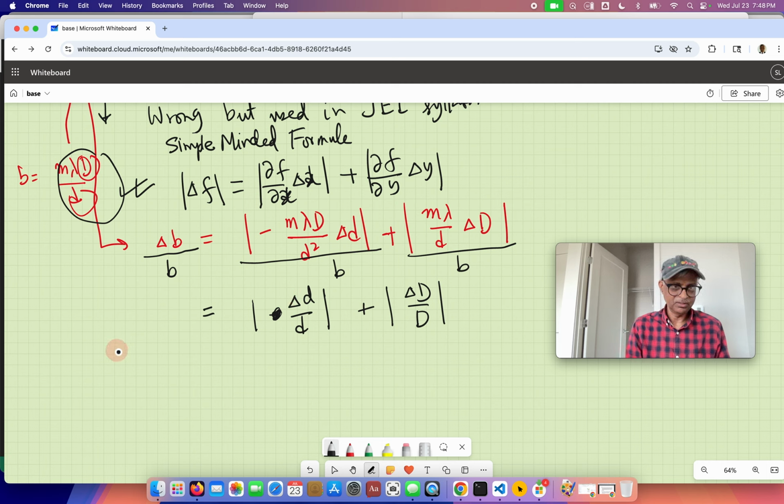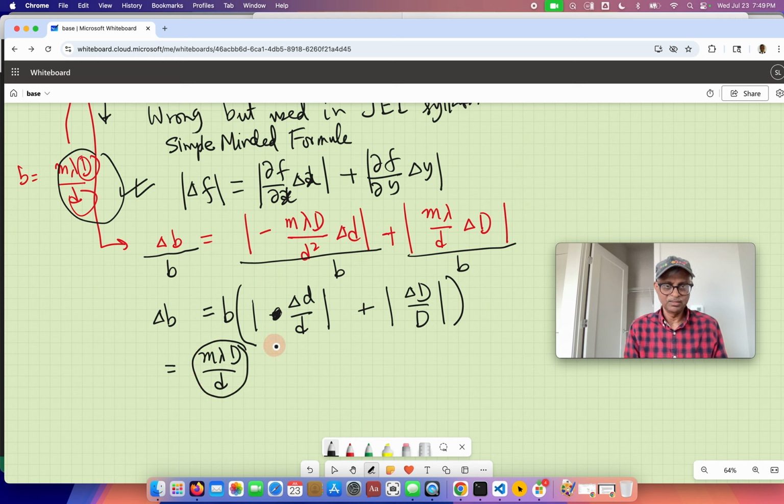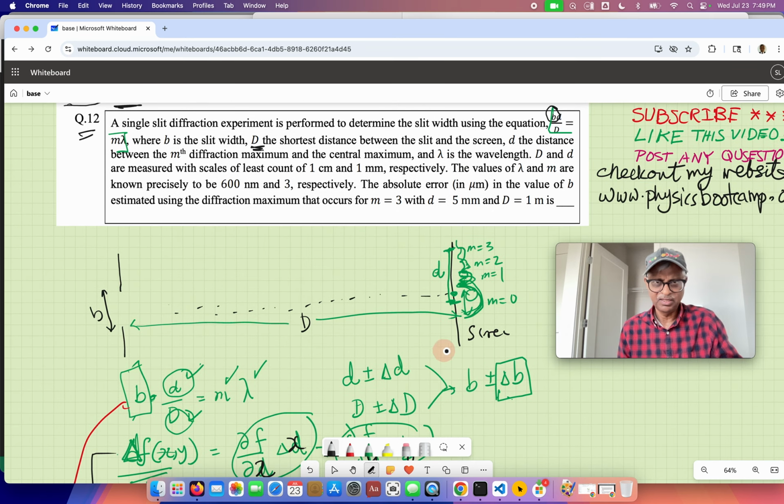So we need to figure out delta b. So it's going to be times this quantity. B will still have to be calculated, m lambda D over d. Okay, you have to still calculate this thing. And then, okay, so let's put the numerical values they gave us. So they gave us that m is 3, little d is this, and capital D is this, and lambda is 600.